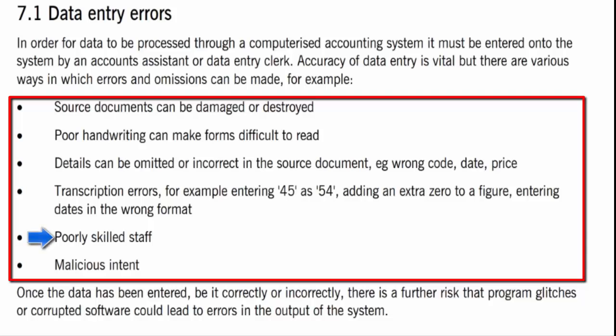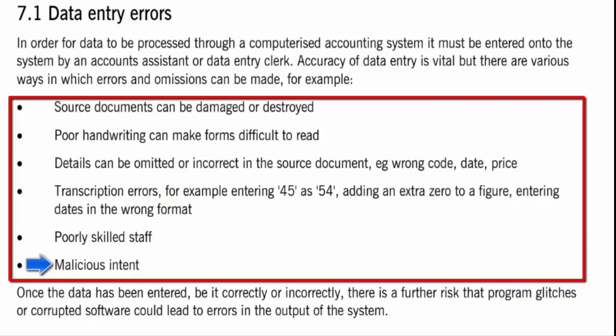5. Poorly trained staff. If the person entering the data doesn't understand accounting, they might enter expense as income, confuse debit and credit, post to the wrong ledger. My cousin once worked in a warehouse and had to enter stock items into the system. He entered 200 chairs as $200 instead of quantity 200. The inventory reports were a disaster.